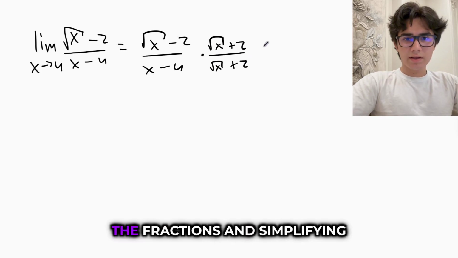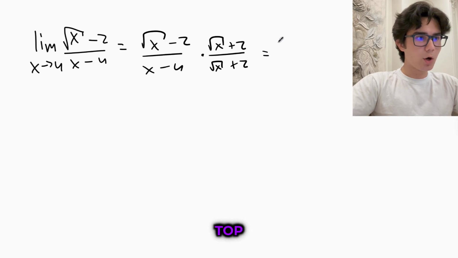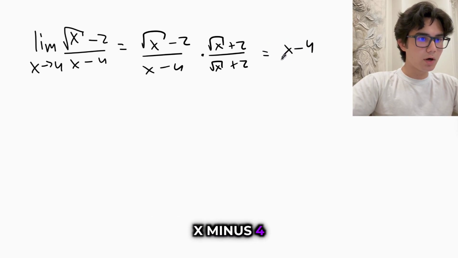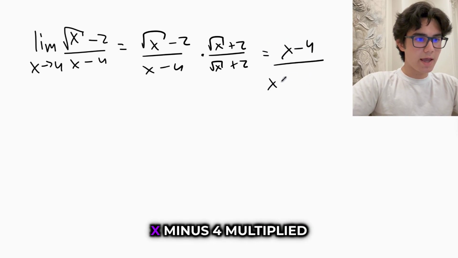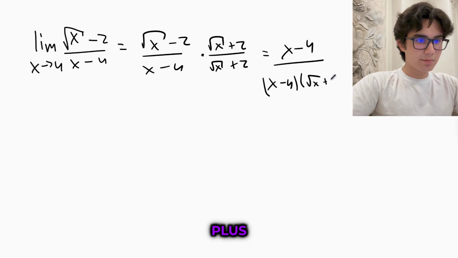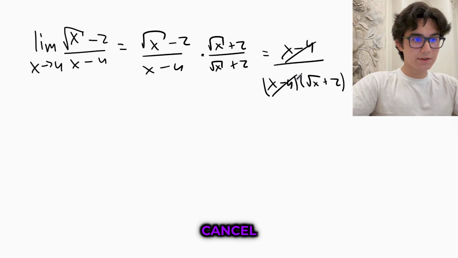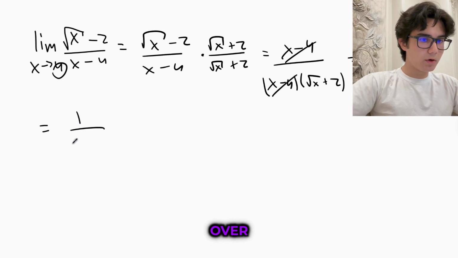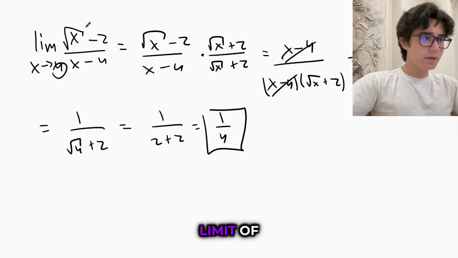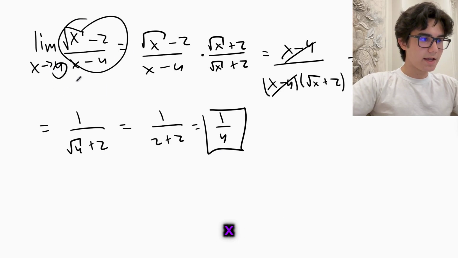And now by multiplying the fractions and simplifying them, on the top we get x minus 4, and on the denominator we get x minus 4 multiplied by square root of x plus 2. Now we can cancel. We would get 1 over square root of 4 plus 2. And so this is our limit of this expression as x approaches 4.